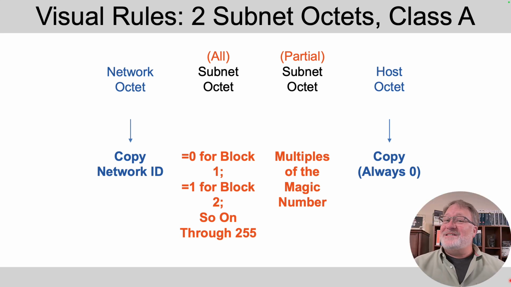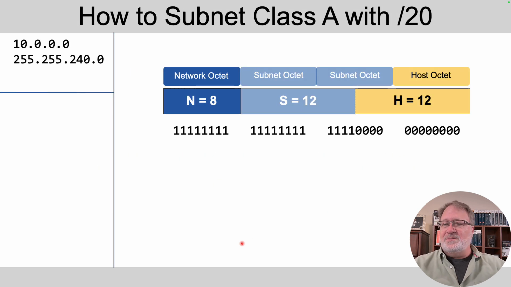Let's again do a Class A network, but this time with the /20 mask. So visual rules. For the network octet, we're just going to copy the network ID value. For the host octet, we're always going to copy, and it's going to be a 0. And then in the two subnet octets, the one on the right, that's where we keep adding the magic number, like usual. And then on the left-hand one, that's where we have a 0 for the first block, a 1 for the second block, a 2 for the third block, and so on, all the way up through 255 for the last block.